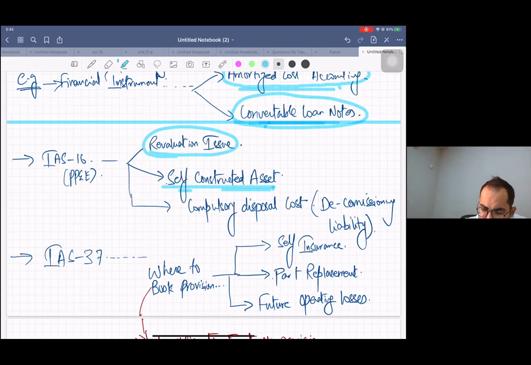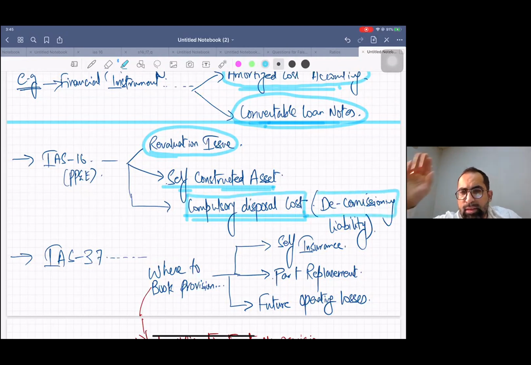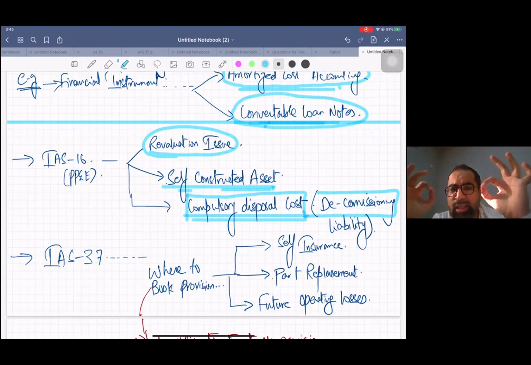Okay, then one more issue sometimes also comes, and all F7 students must know this issue. This is compulsory disposal cost. See, look at the screen. This is compulsory disposal cost. I hope you remember, or sometimes we call it decommissioning liability. This topic is not only connected with IAS 16 but also IAS 37, provisions, contingent liabilities and contingent assets. Okay, now listen.